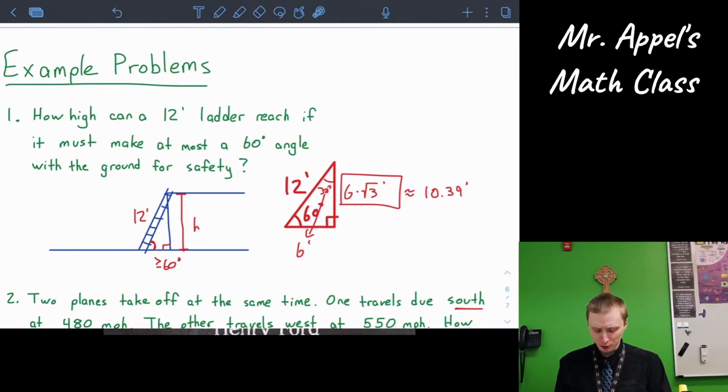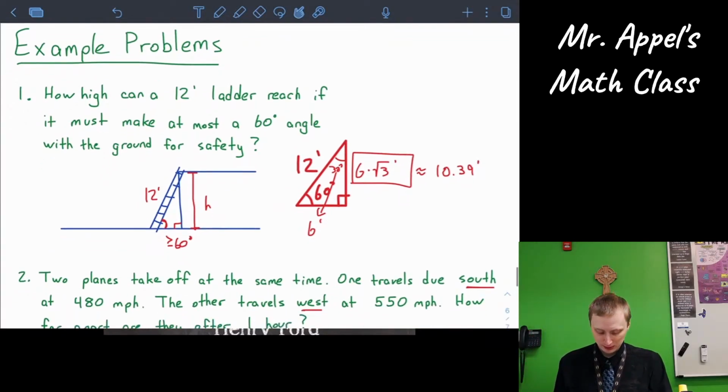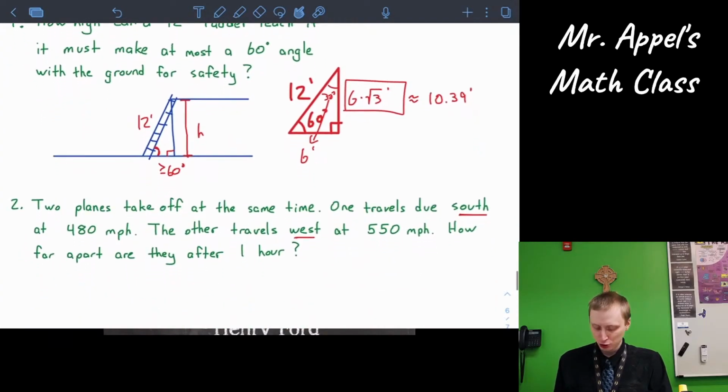Okay. But this is a great example of how these shortcut triangles make solving quick and easy. Okay? All right, problem 2.